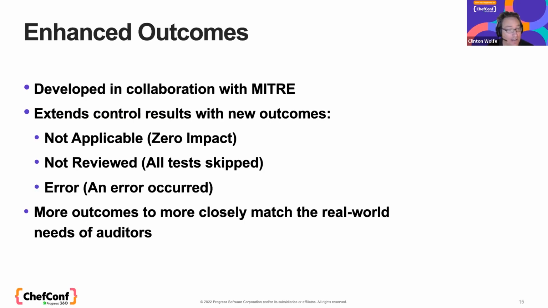You can also use the not reviewed outcome. That's simply us renaming the skipped outcome to be not reviewed, which we felt was more communicative of the actual outcome. Skipped is less meaningful to an auditor, whereas not reviewed directly communicates the idea that this was simply not reviewed by the system. We did not examine the actual control. These outcomes more closely match the real world needs of auditors.